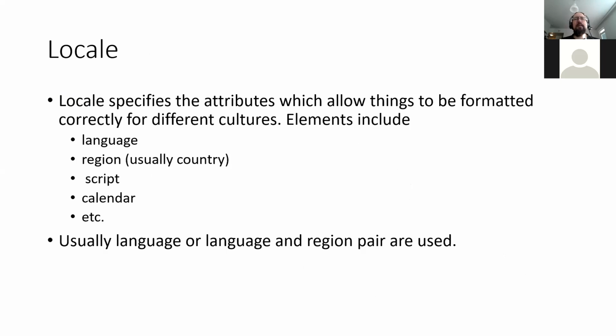So the locale concept is important in localization. It specifies the attributes so that this can happen automatically. So the language and the region, usually country, but there can be some other regions as well. Those are the two key elements, and the script and the calendar and some others can optionally be defined, at least in some systems. But usually it's the language and region pair that defines the locale.